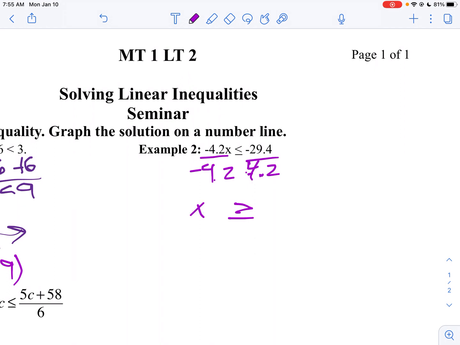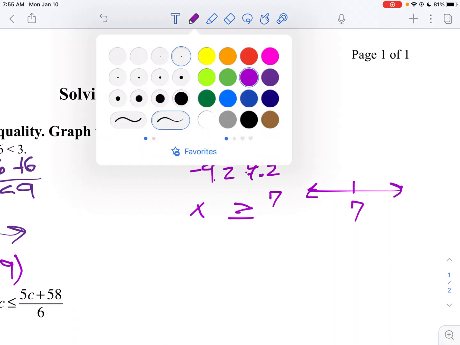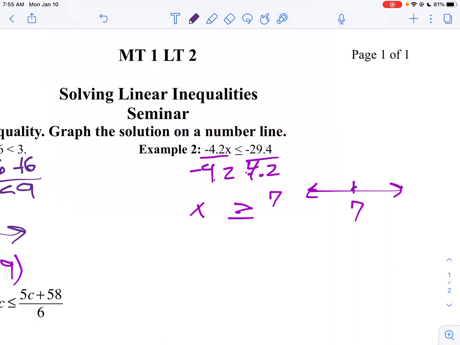So let's say x, and then I'm going to take out my calculator. If I take negative 29.4 divided by negative 4.2, I get 7. So on my number line, we'll have 7 on my number line. And this time it will be a closed circle on 7, and I'm going to shade it to the right.